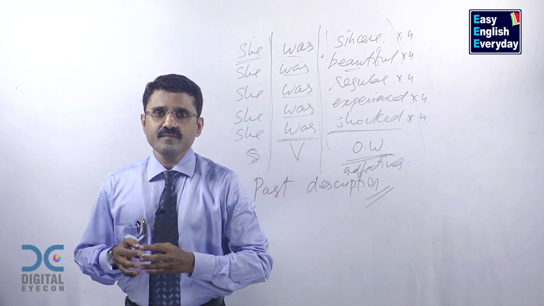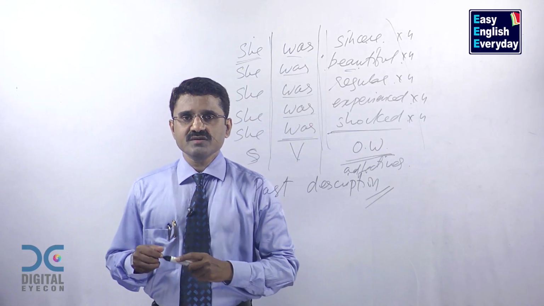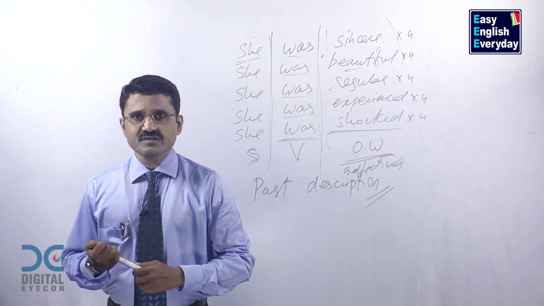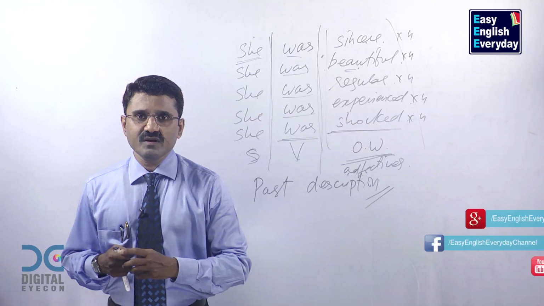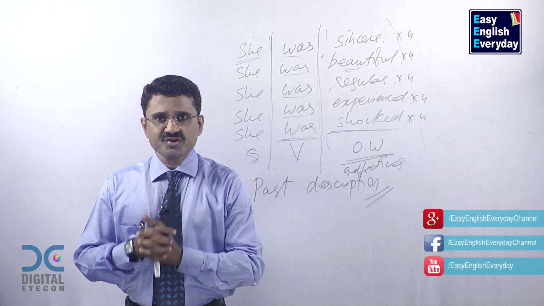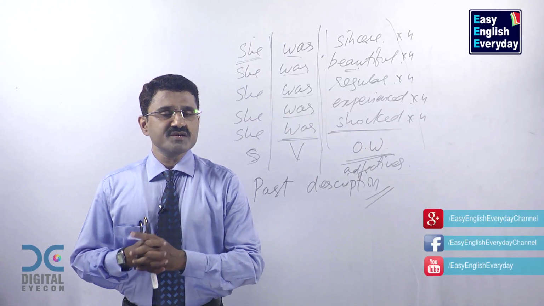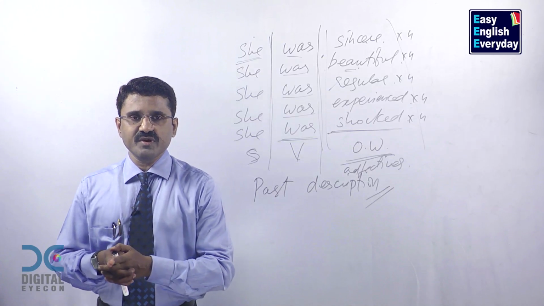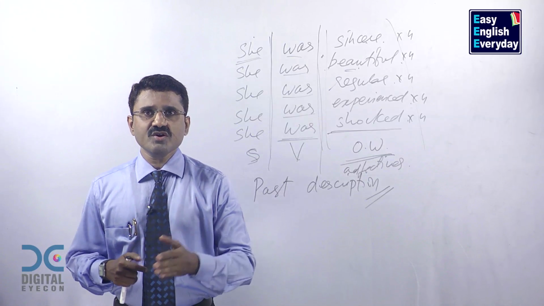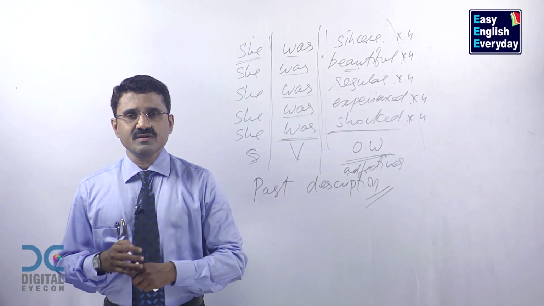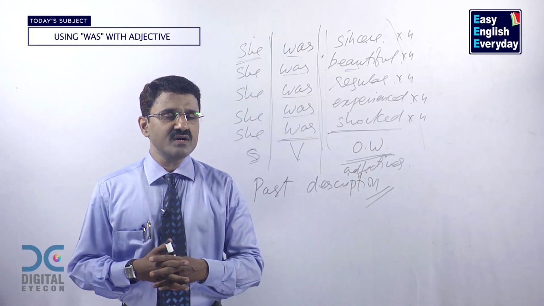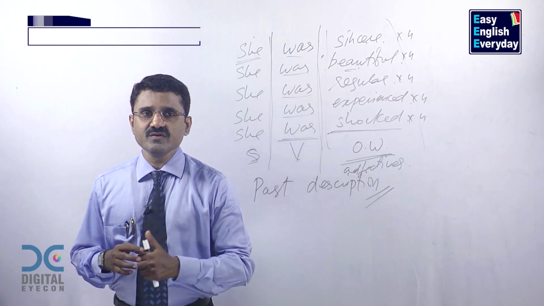She was sincere, she was not sincere. Was she sincere? Wasn't she sincere? She was beautiful, she was not beautiful. Was she beautiful? Wasn't she beautiful? She was regular, she was not regular. Was she regular? Wasn't she regular? She was experienced, she was not experienced. Was she experienced? Wasn't she experienced? She was shocked, she was not shocked. Was she shocked? Wasn't she shocked? That's it. This is called past description, the second use of was.